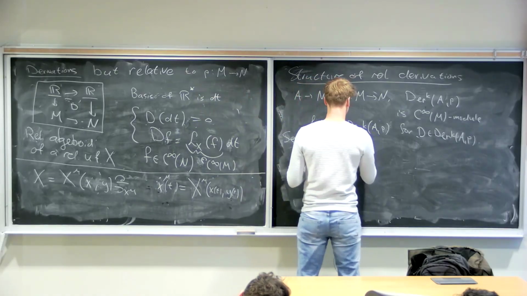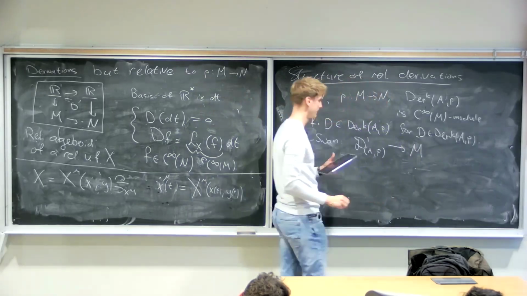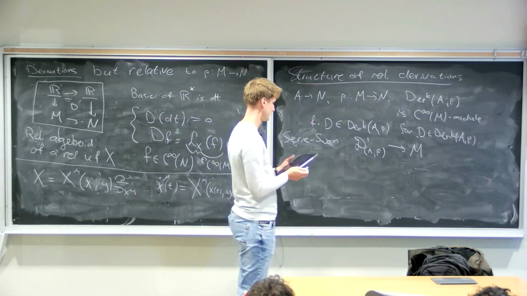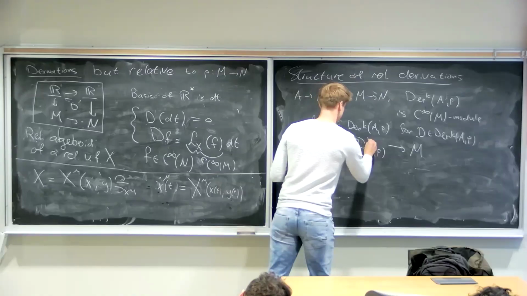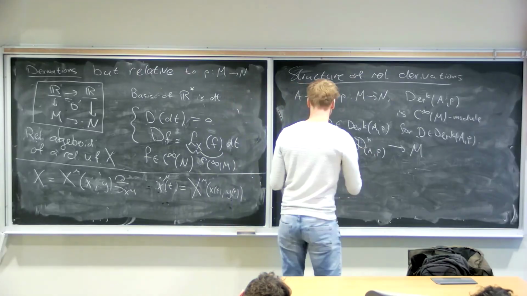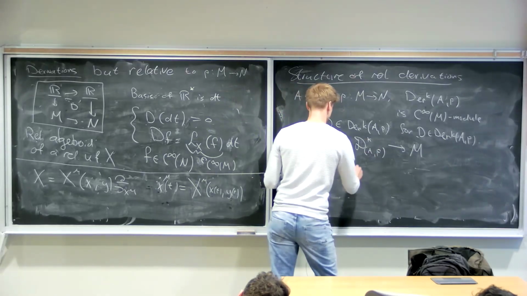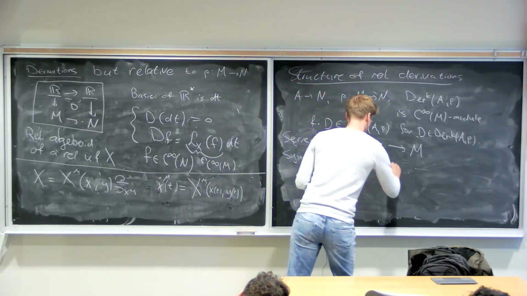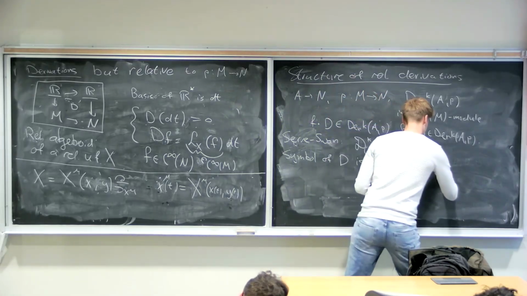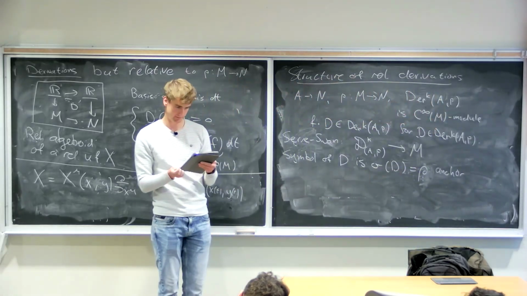So again, by the Serre-Swan theorem, we get a vector bundle D_K A_P over the total space M. And I get a symbol of D, which is the anchor, and the corresponding bracket through the same Koszul formula that I wrote down.